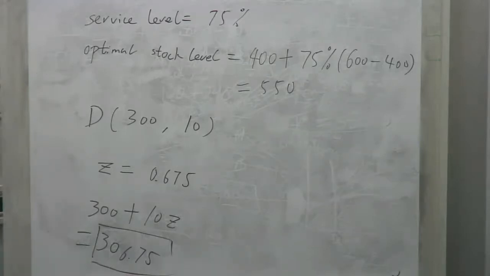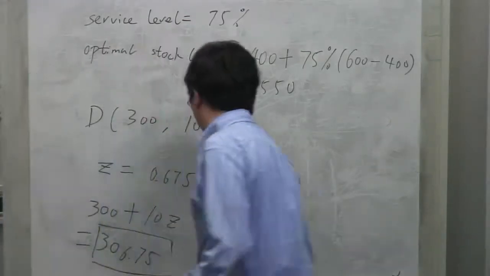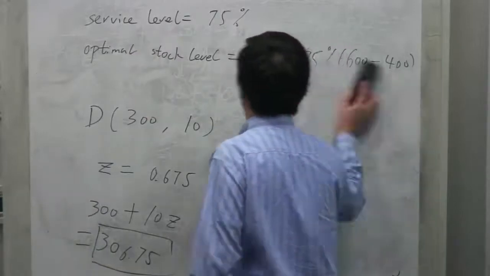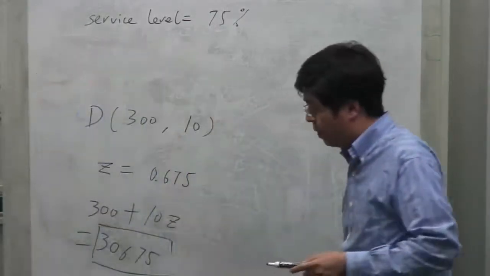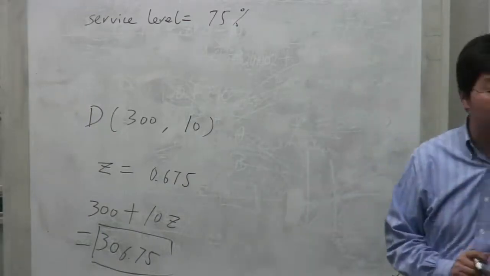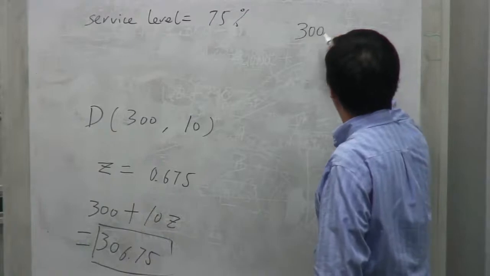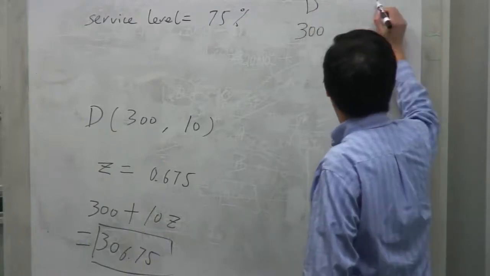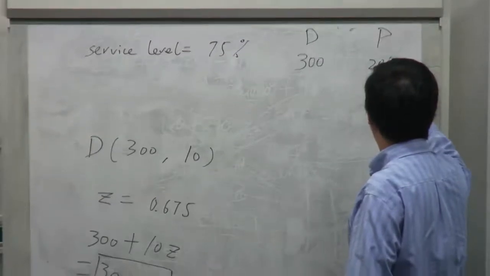If you have some discrete distribution, which you will see in your homework question, right? Then let's take an example. Very simple example. The same thing for this. Let's say the same service level, 75%, but you have a discrete distribution. Let's say you have 300 liters. So it's a demand probability. 300 liters is like 20% probability.